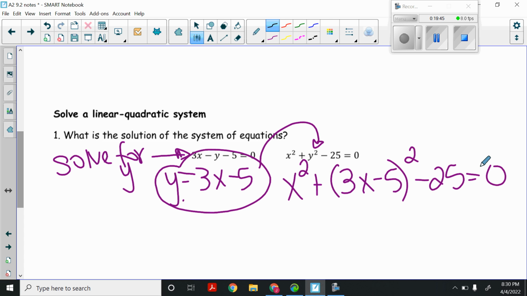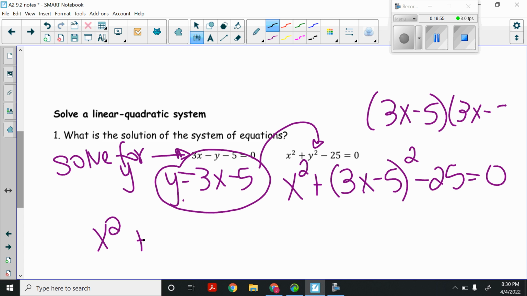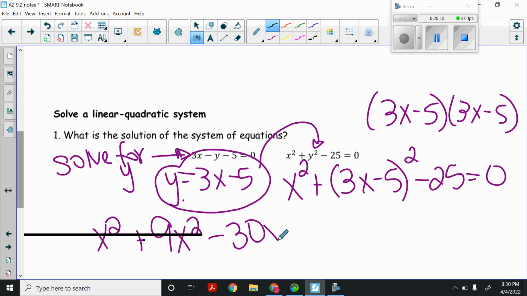So now I can solve this equation for x. I have x squared plus 3x minus 5 quantity squared. Remember, that means 3x minus 5 times 3x minus 5. So I have to FOIL or do my shortcut. The shortcut says the first term squared, so I square both 3 and x, and I get 9x squared. Multiply the two terms together and double it. So 3x times negative 5 is negative 15x, doubled gets me negative 30x. And then the last term squared, negative 5 squared, plus 25. And then minus 25 equals 0.